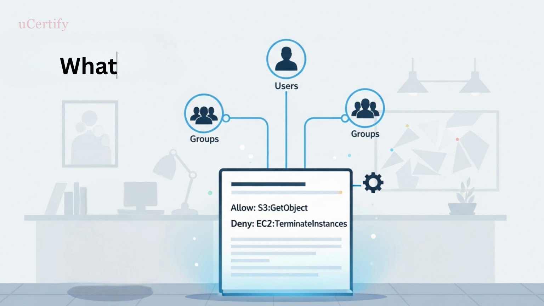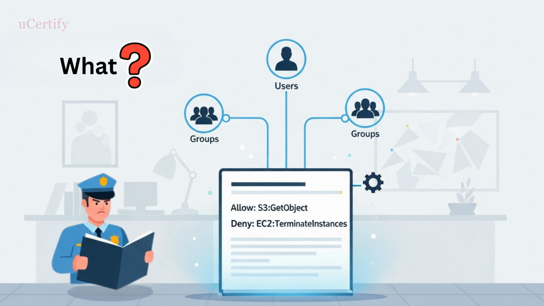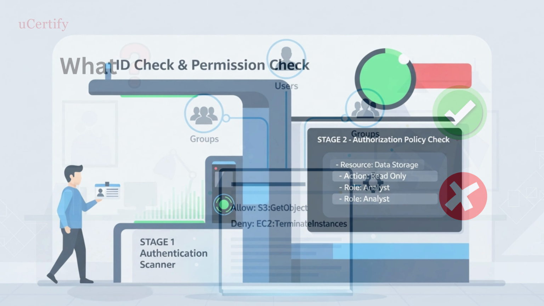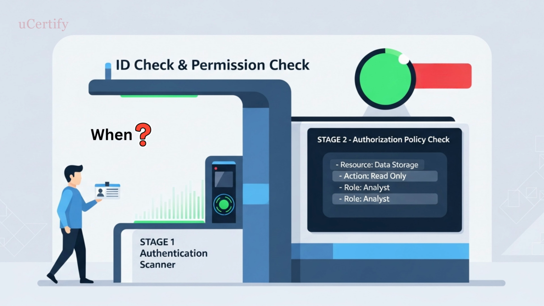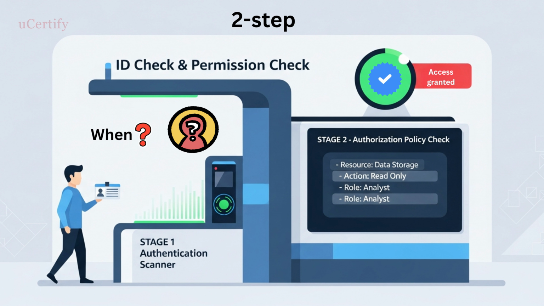Now for the what. Policies. These are the rule books that define exactly what actions an identity can or cannot perform on which resources. Now comes the when part. When an identity tries to access a resource, IAM performs a two-step check. First, authentication verifies who you are. Second, authorization checks what you're allowed to do based on your policies.